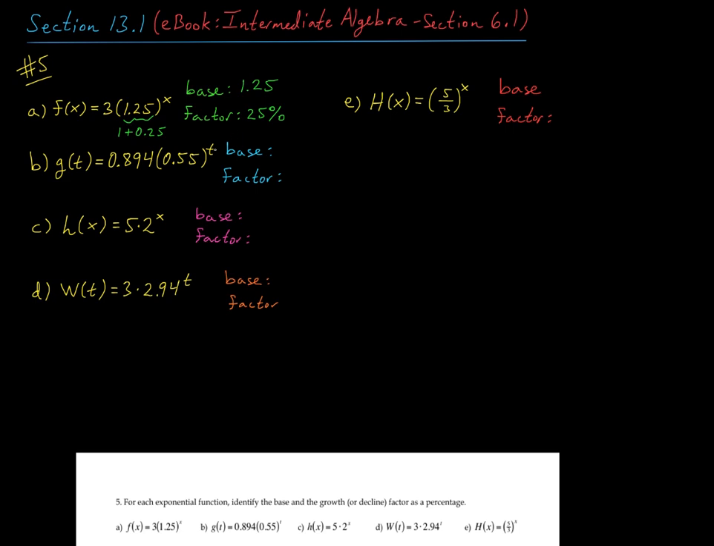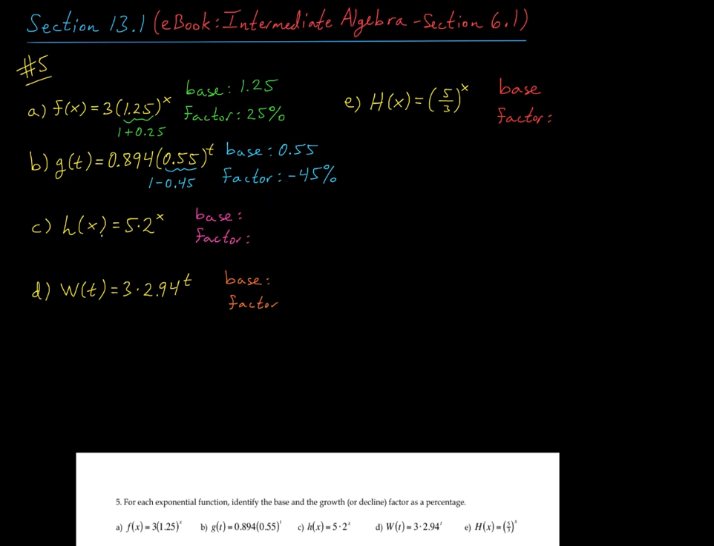Okay, for B, we have 0.894 times 0.55 raised to the t power. So our base is 0.55. And here I can do 1 minus 0.45. So I'm thinking 100% minus 45%. So we'd write this as minus 45%. This would be our decline factor.